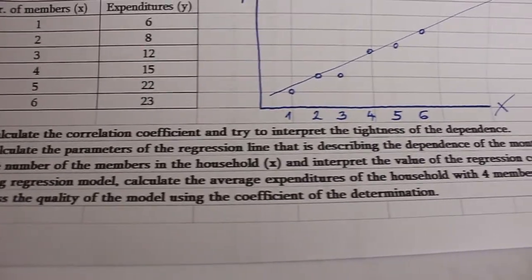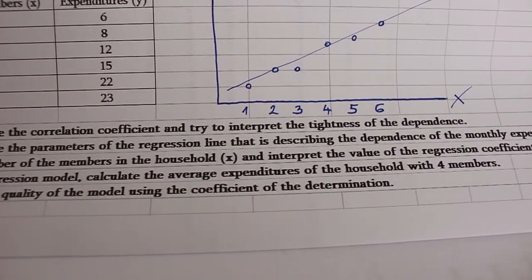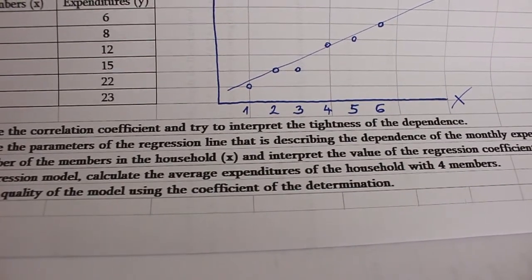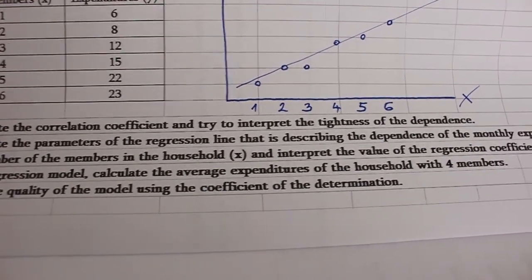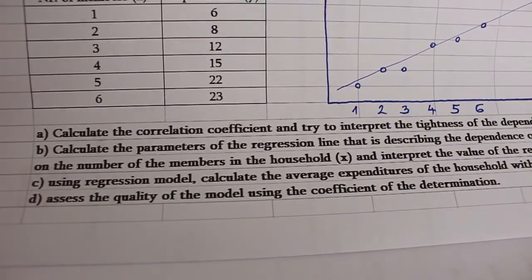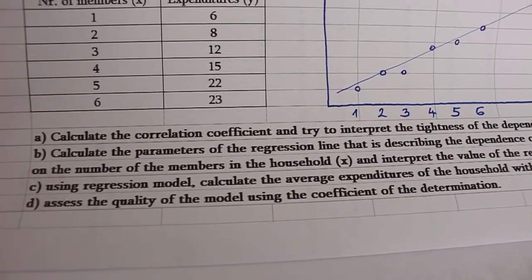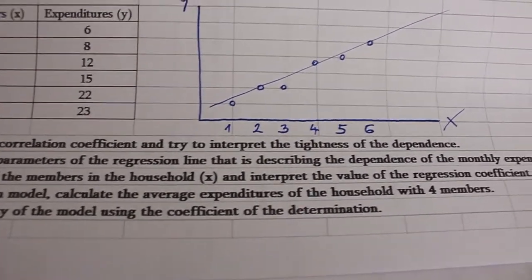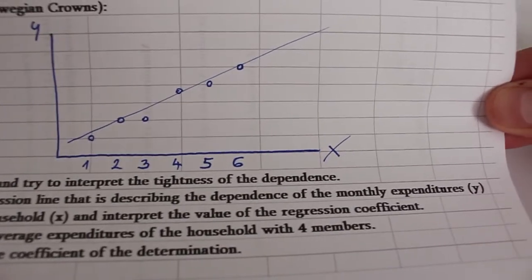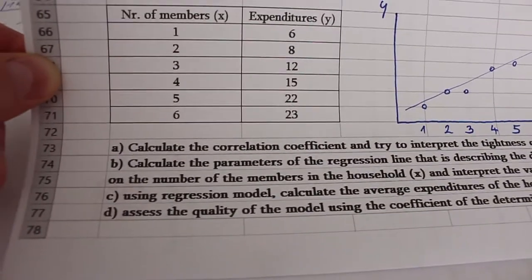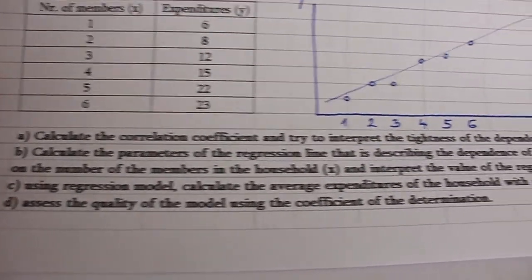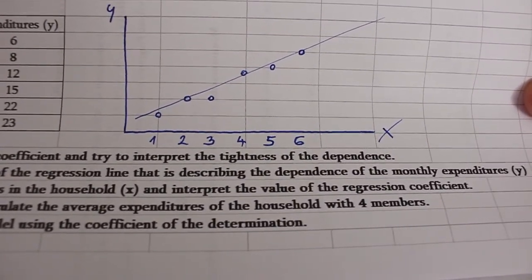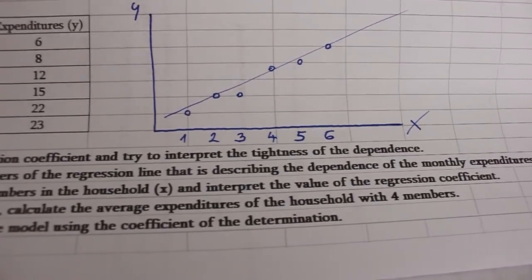So we calculated the correlation coefficient and we tried to interpret the tightness. It depends. There is very strong dependence. We would like to also calculate the parameters of the regression line that is describing this dependence, this dependence of the monthly expenditures on the number of members in the household. And we would like to interpret the value of our regression coefficients.